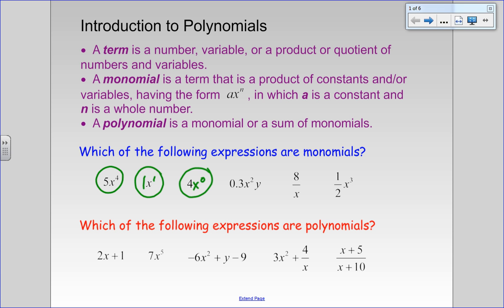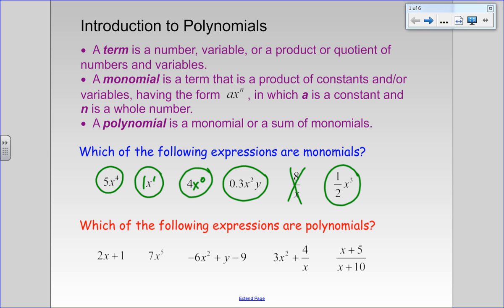Monomials can have more than one variable, so the expression 0.3x squared y is also a monomial. However, our next expression, 8 over x, includes division by the variable, so this expression is not a monomial. And our final expression, 1/2 x to the 3rd power, once again, is a monomial since it fits the form ax to the power of n.